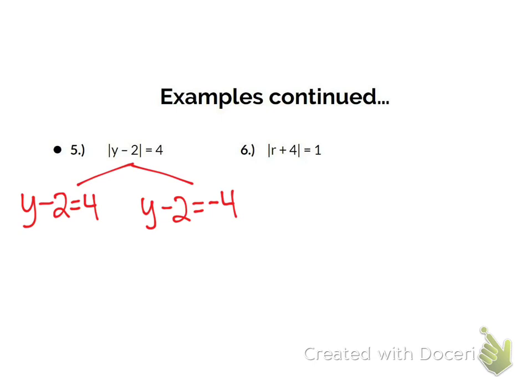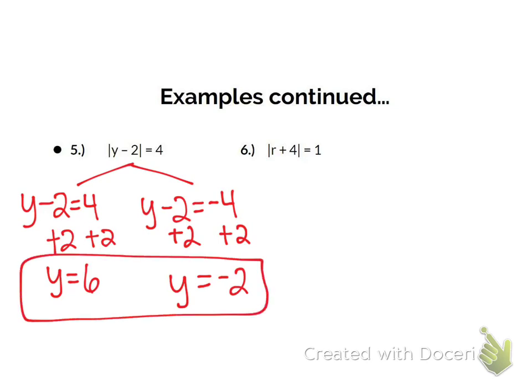Add 2 to both sides on both of them. So we have 2 separate equations. We have to solve both of them. This is where I want you to make sure you're being very careful and not rushing. So on the first one, when we add 2 to both sides, what do we get for y? y equals 6. Good. That does not mean that the other answer is a negative 6. In fact, it is definitely not negative 6, because on our other one, when we add 2 to both sides, we have negative 4 plus 2, which is negative 2.